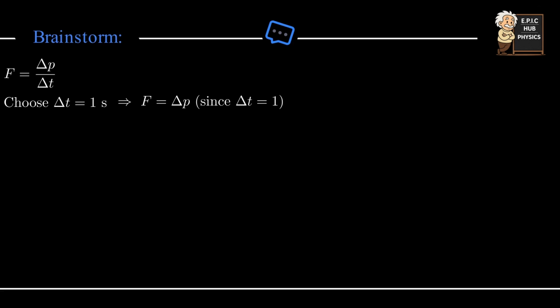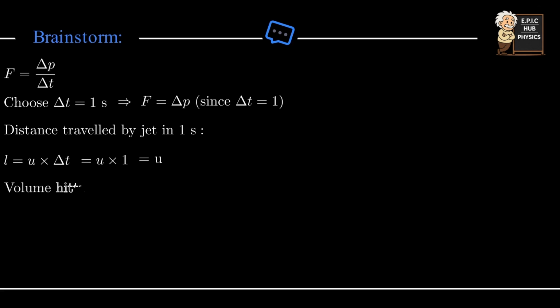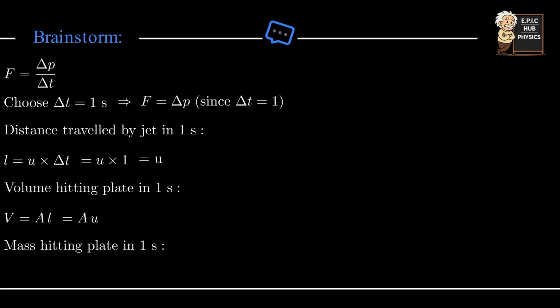Now let's figure out the momentum change step by step. The distance traveled by the jet in 1 second is given by u times delta T, which simplifies to u since delta T equals 1 second. Next, we calculate the volume of oil hitting the plate in 1 second. The volume is the area of the nozzle times the distance traveled by the jet. So, V equals A times L, which simplifies to V equals A times u. Now we need the mass of the oil hitting the plate in 1 second. The mass is the density times the volume, m equals ρ times V, which simplifies to m equals ρ times A times u.